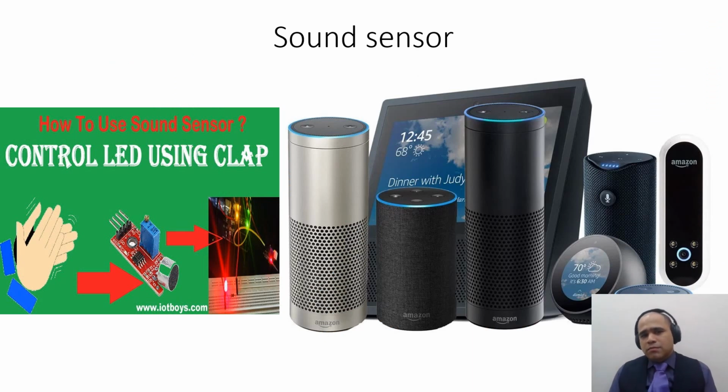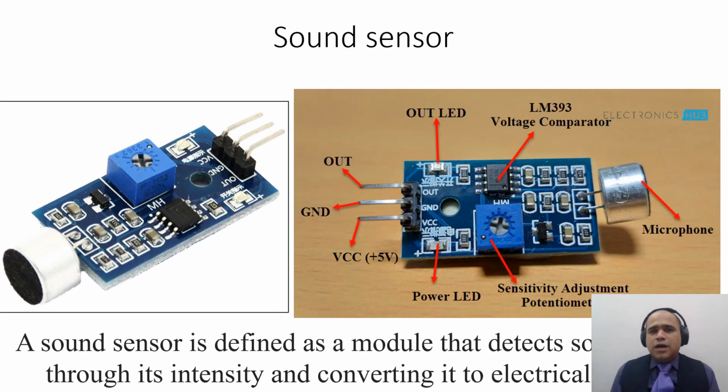Now, many of you might have heard of clap-based home automation. When you just clap, some light turns on. Or nowadays there is Alexa, to whom you just say, Alexa, turn on that light, and it turns on the light. So what is the sensor inside these kinds of devices? The answer to this question is the sound sensor.